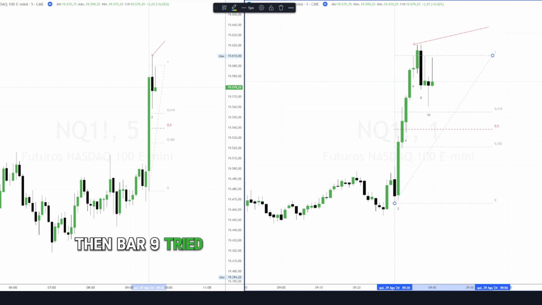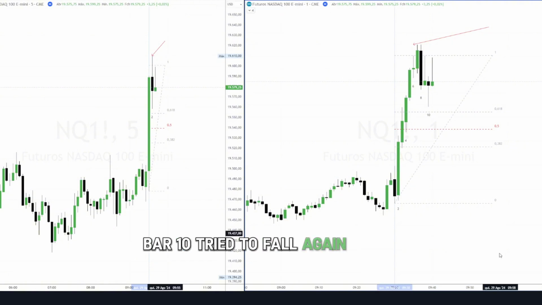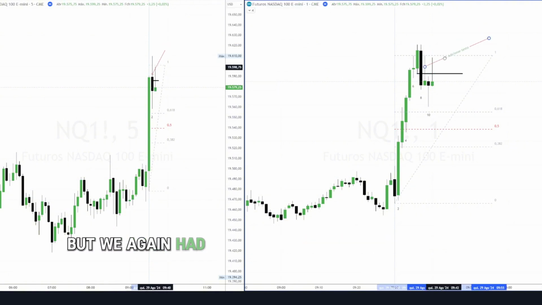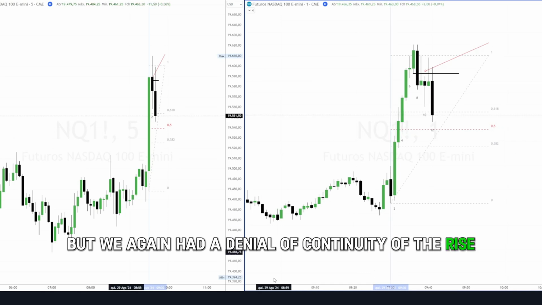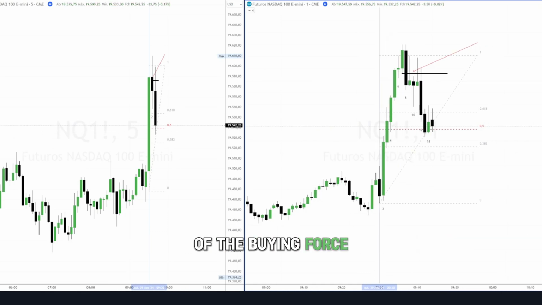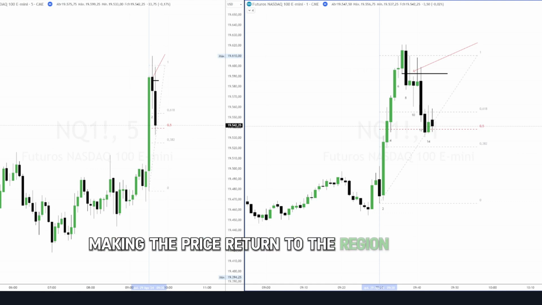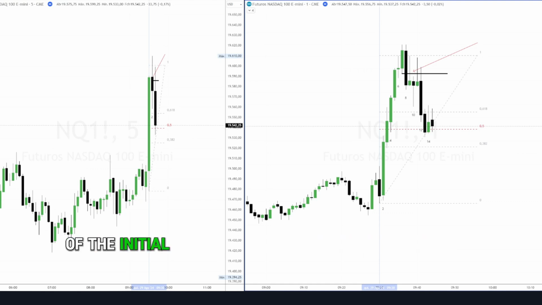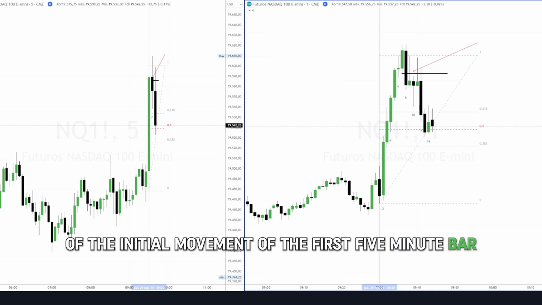Then bar 9 tried to resume the upward movement, but closed below the last bullish bar. Bar 10 tried to fall again, failed, but we again had a denial of continuity of the rise by bar 11, which already gives us a great sign of the buying force, making the price return to the region of 50% of the initial movement of the first 5-minute bar.